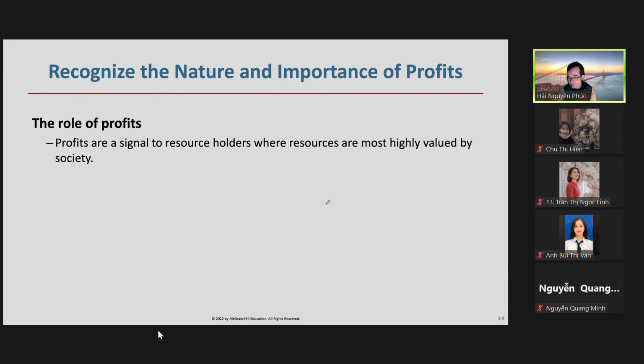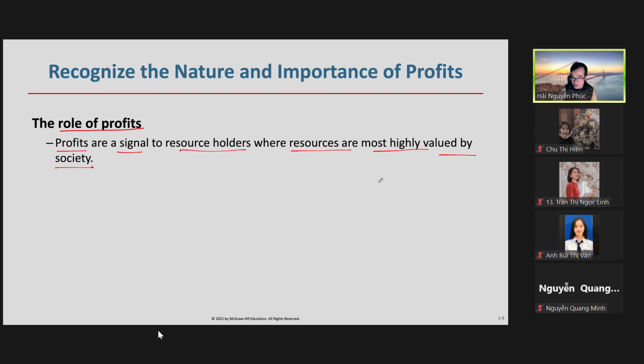Now the next point is about the role of profit as a signal in a market economy. Talking about the role of profit, we can say the following. We say profit is a signal to the resource holder where the resources are most highly valued by the society. So let me explain this point in simple language.